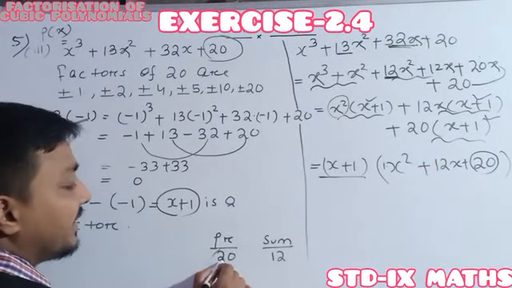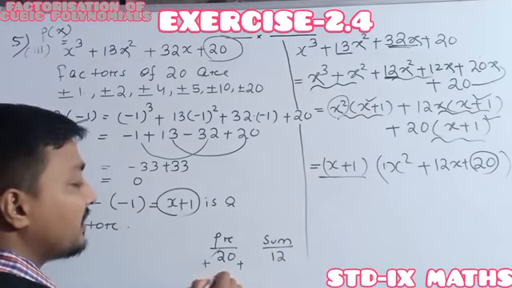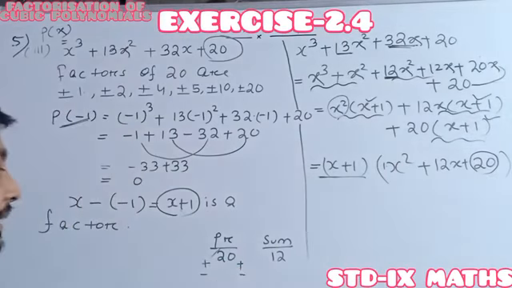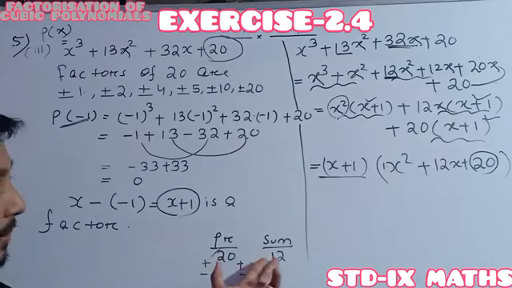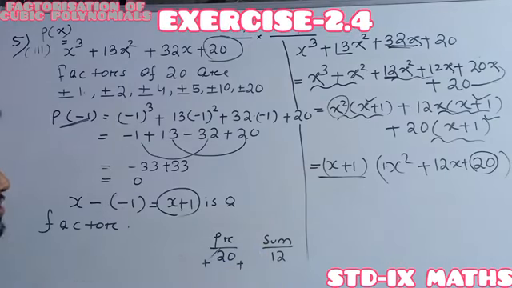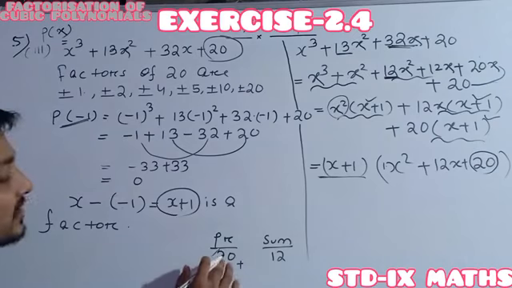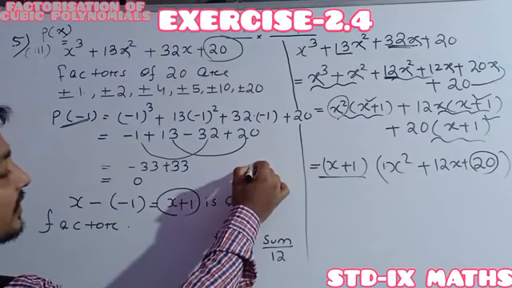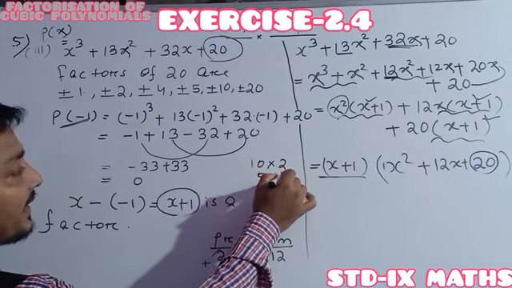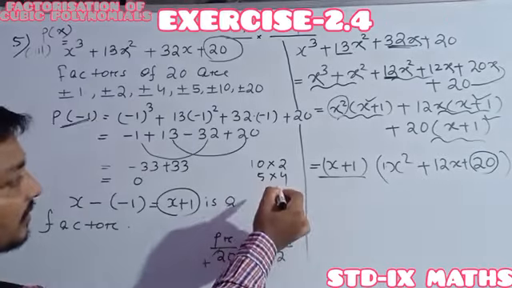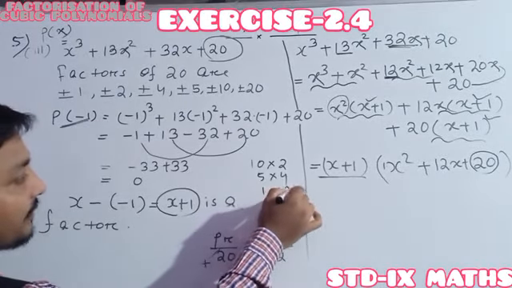Since the product is positive, it means either both are positive or both are negative. But whenever both are negative, the sum will have a minus sign, and here it is a plus sign, so we will consider only the positive. Okay, so for 20 I have to factorize like this: 10 into 2, 5 into 4, then 1 into 20 also.